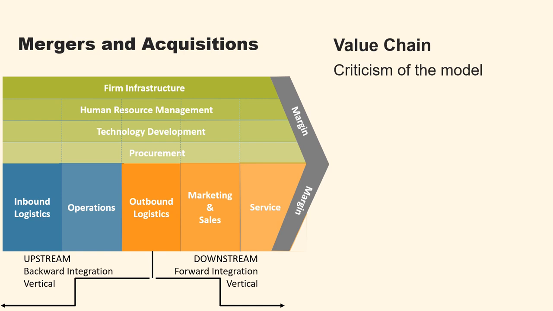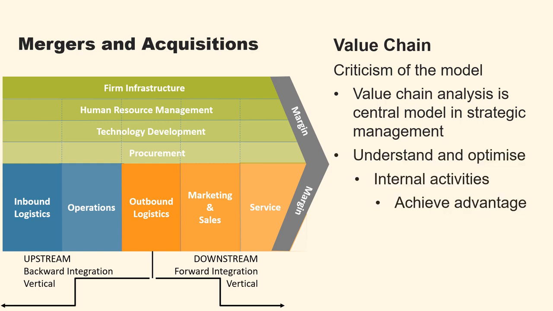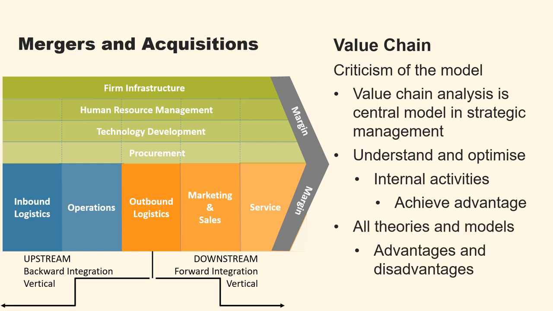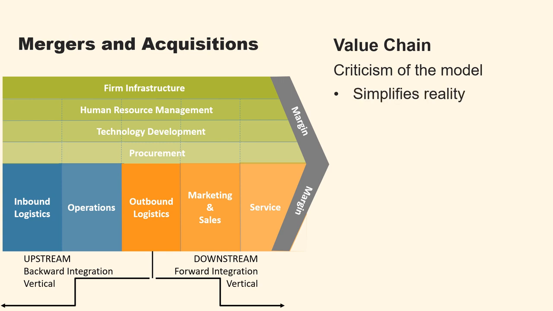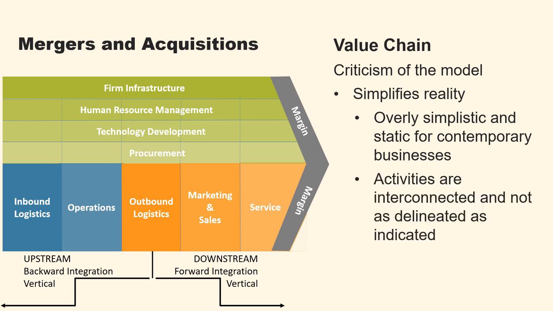Let us now consider a criticism of the model. Michael Porter's value chain analysis is a central model in strategic management. It is used to understand and optimize companies' internal activities to achieve a competitive advantage. However, as with all theories and models, Porter's value chain has advantages and disadvantages. Here are some of the key points of criticism. The model simplifies reality. Porter's value chain might be considered overly simplistic and static for representing the complexities and dynamics of contemporary businesses. Activities are more interconnected and not as distinctly delineated as the model indicates.